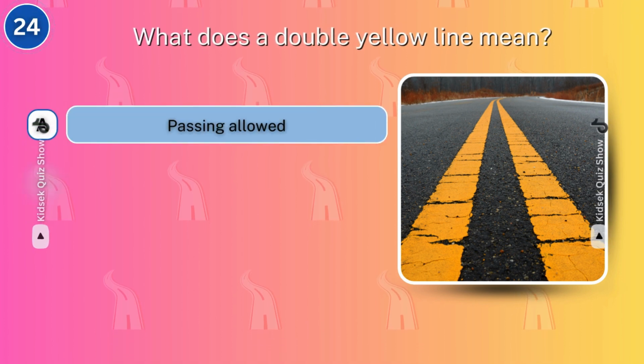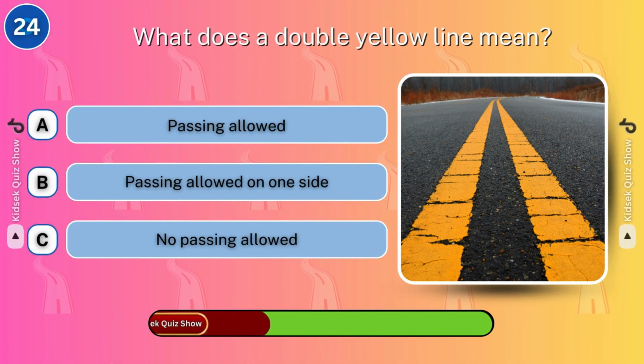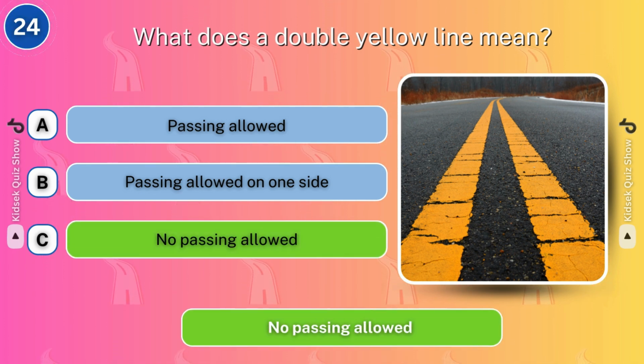What does a double yellow line mean? Passing allowed on the side, or no passing allowed? Double yellow lines mean no passing allowed.